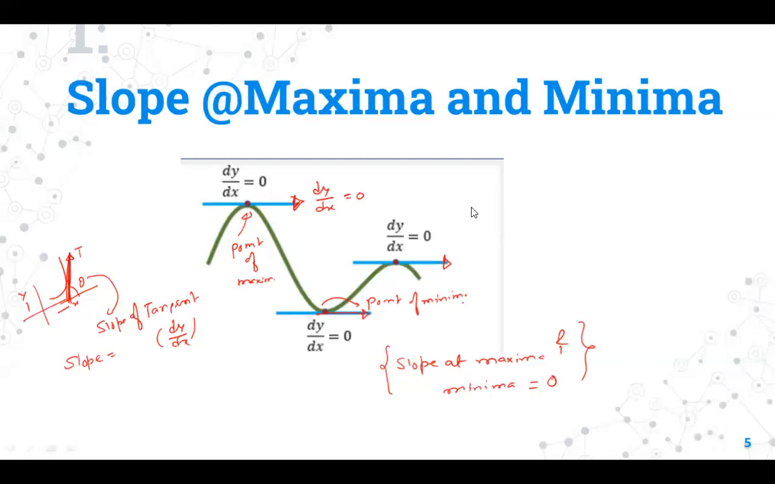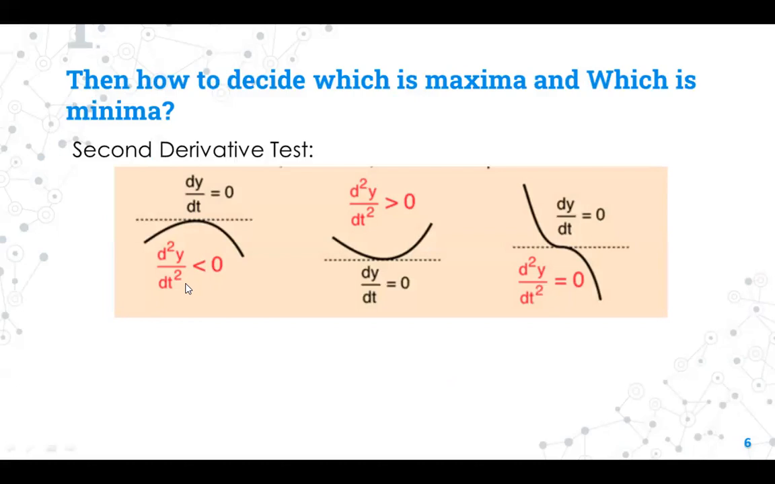Now, as we are back to our slide, where we asked you a question: if the slope at maxima and minima both equal 0, then how to differentiate? We have to differentiate by using the second derivative test. In the second derivative test, this is the point of maxima. In this case, we have shown the graph between y and t. So if this is the y versus t graph and this is the point of maxima, then dy by dt is 0. If dy by dt is 0, then d2y by dt square is less than 0.